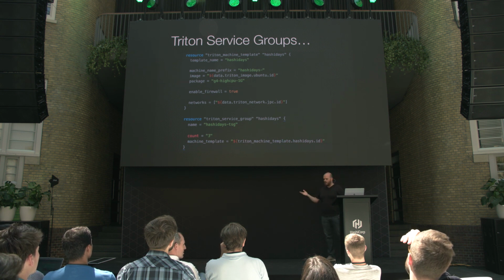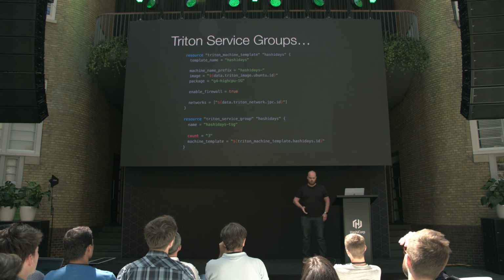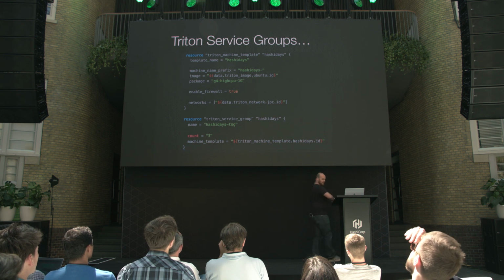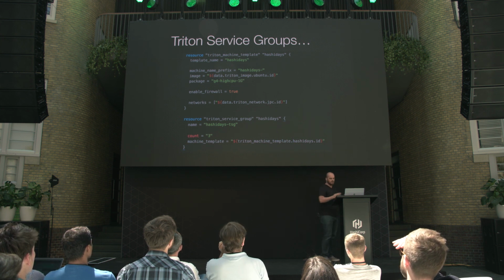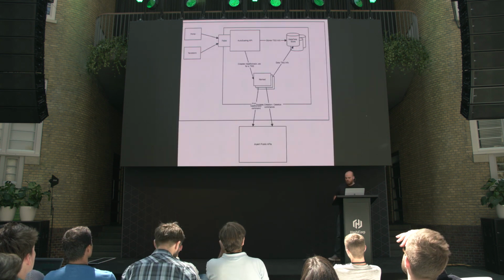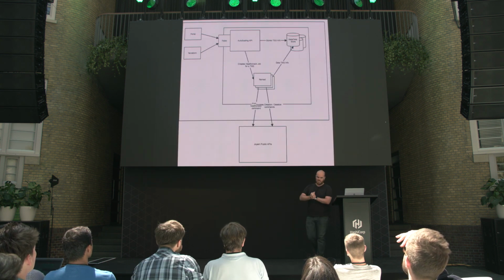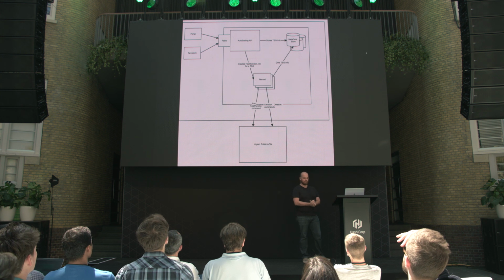And then at the bottom, we have what's called a Triton service group resource. All we did right here is we basically said, bring this Triton service group up. We want 3 machines, and it's based on the image above. So it's very simple, very easy. But the internals of it, we tried to keep even more simple.